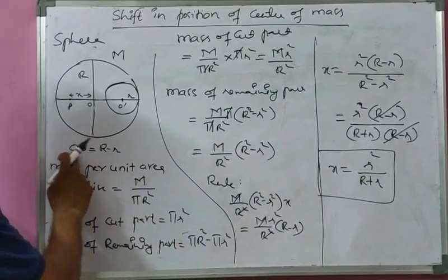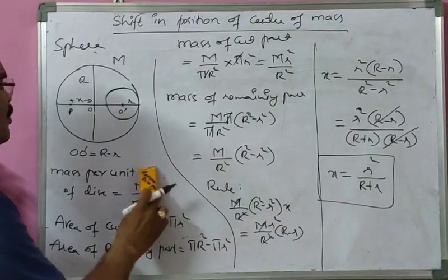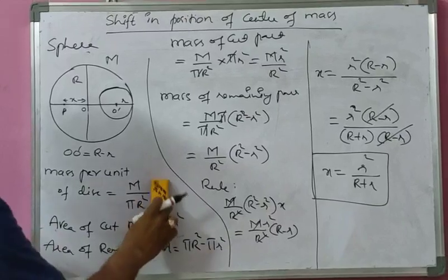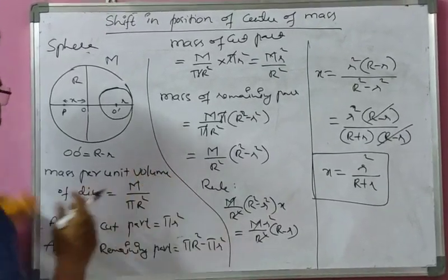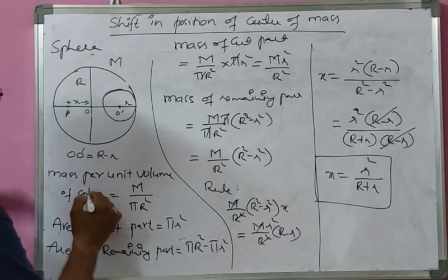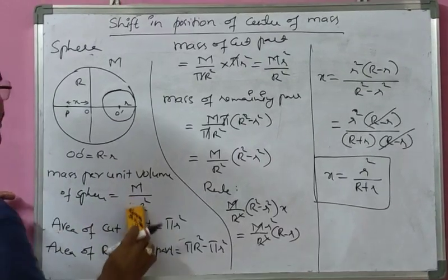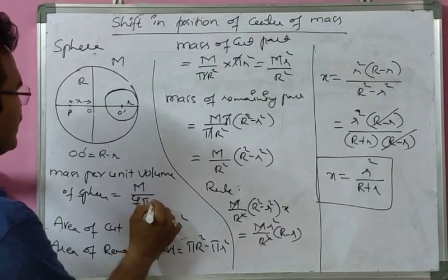Again, the center is O dash, at distance R minus r. But here, instead of per unit area, we are going to take mass per unit volume. So in place of the disk, we get a sphere here. So mass per unit volume becomes what here? M by 4 by 3 pi R cube.